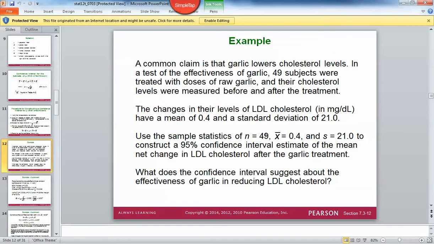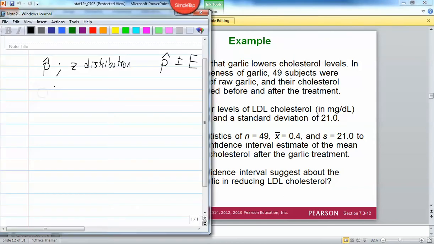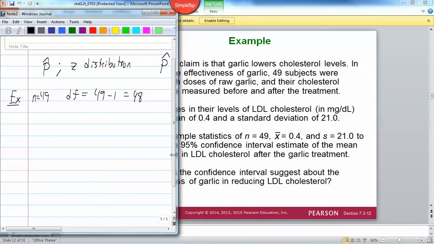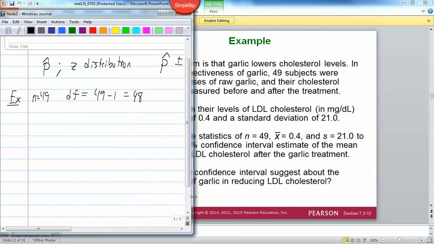We have that n is 49, so that means that our degrees of freedom is going to be 49 minus 1, or 48. We'll need that when we find our critical t value. All right, x bar, that's our point estimate for the mean. That comes from the sample. That's 0.4. And s, that's our sample standard deviation, 21.0.